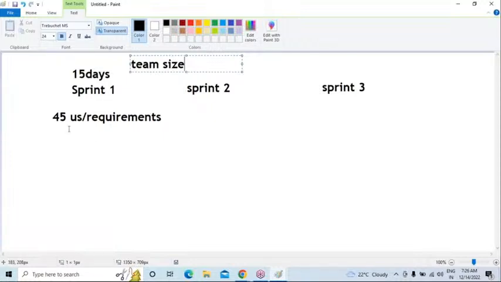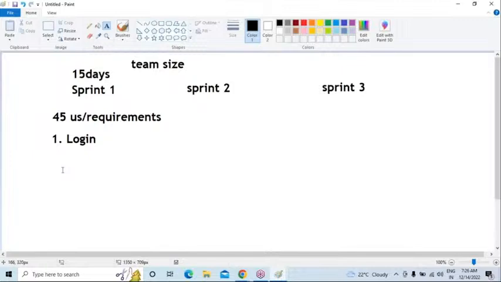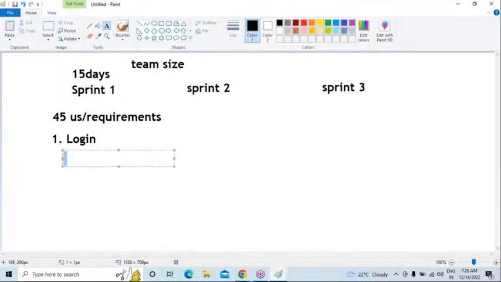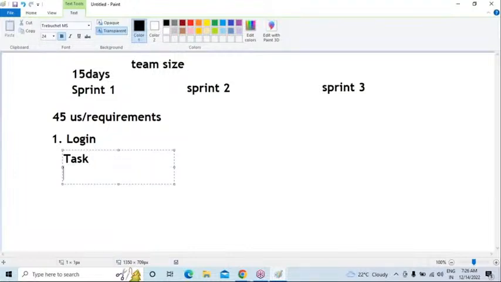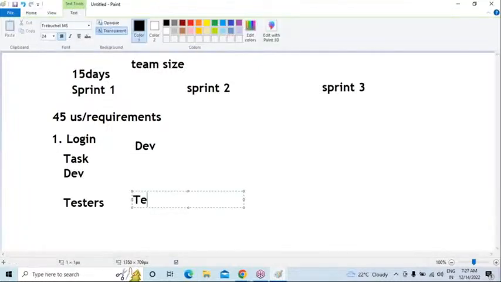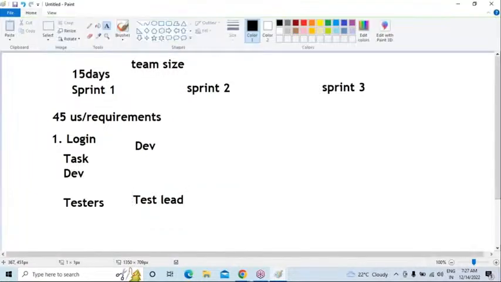Now they decided on 45 user stories. In these 45 user stories, for every user story, for the first one, suppose login for Flipkart, we need to have the task. So for every user story, there are some developer tasks and tester tasks. The developer lead creates some tasks. For the testing side, the test lead will create some tasks for the particular user story.